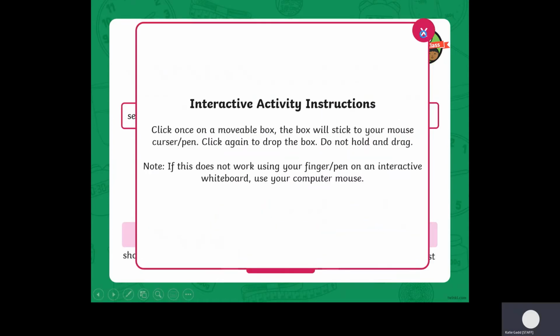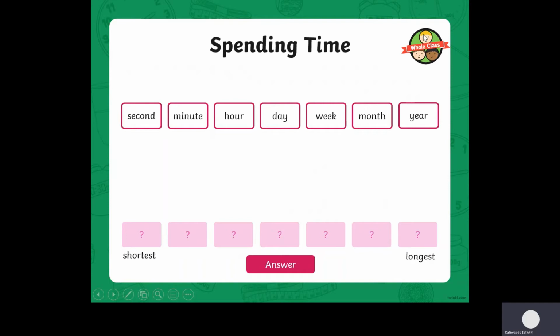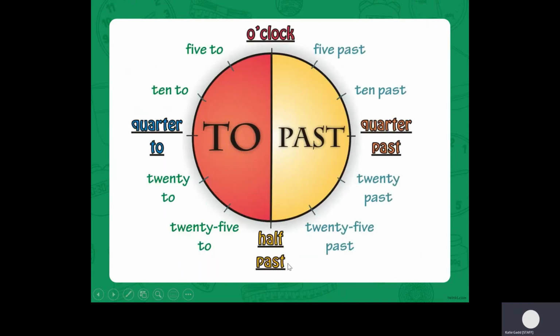OK, we're going to have a look at another little activity. I'd like you to pause the video again and see if you can have a go at this. So we've got 1, 2, 3, 4, 5, 6, 7 units of time. I would like you to try and put them in order from shortest to longest. So pause the video and come back when you're ready. Let's have a look together.